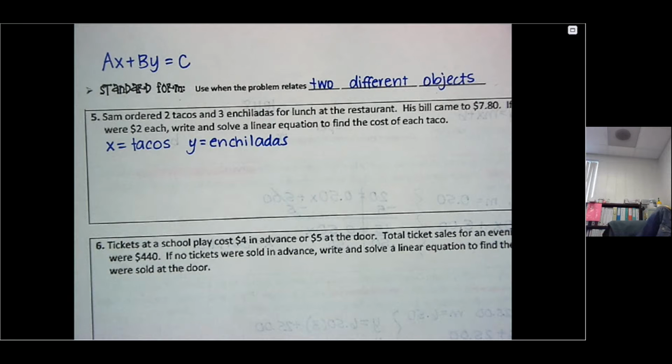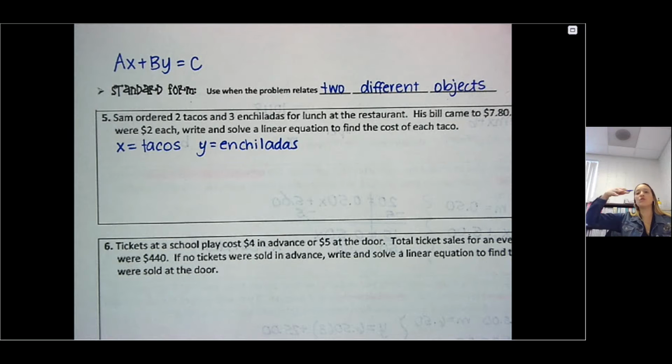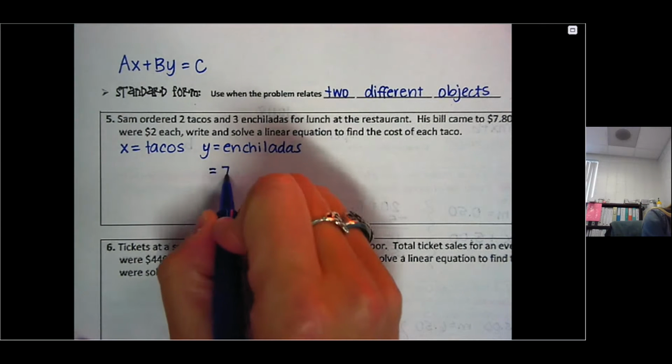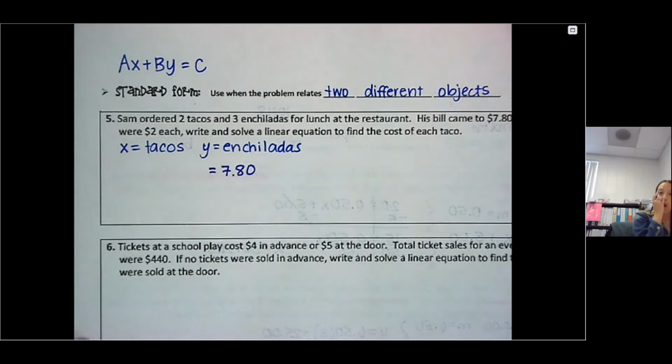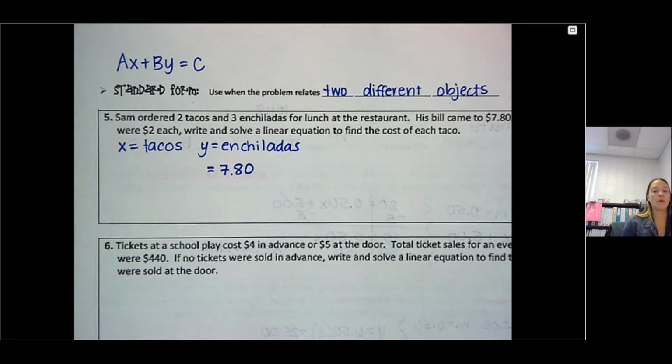An enchilada is $2. Okay, so I'm gonna write an equation in this form here that says, when I add together the number of tacos and the number of enchiladas, it should give me what my total bill is. What was the total amount of money he spent? $7.80. Okay, so it should equal $7.80. $6 for the enchiladas alone. Well, we're gonna find out. So you're saying 2 tacos, 3 enchiladas are 2 different things, 2 different variables. So you can't put those 2 together.